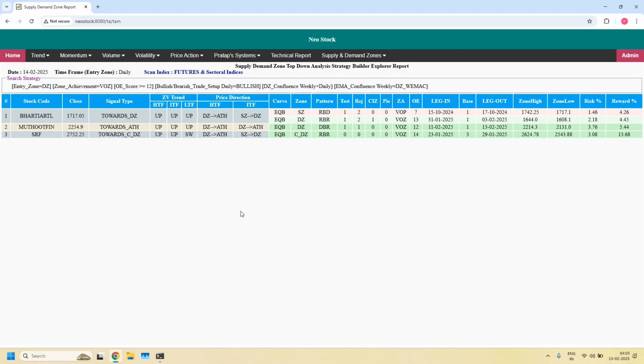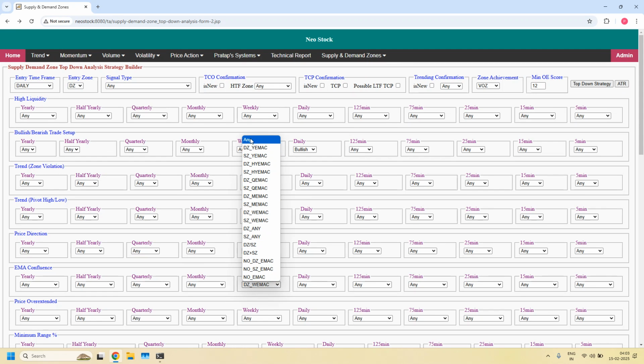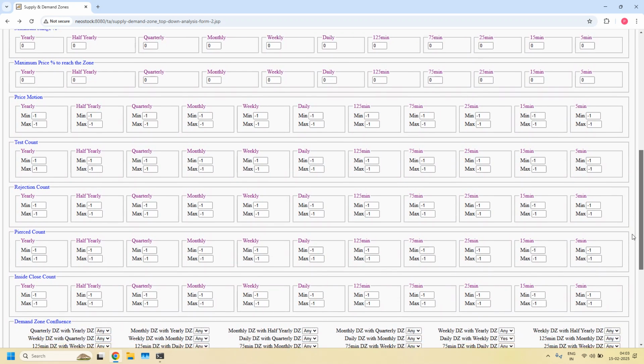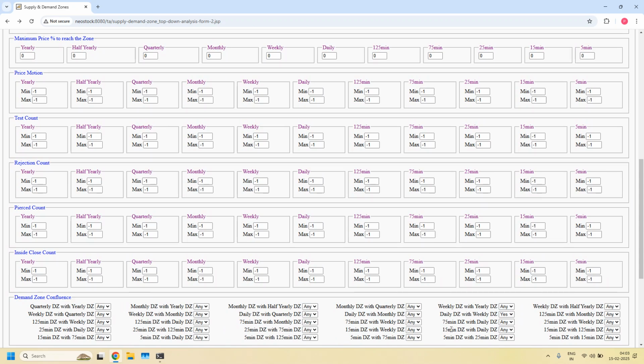Okay, this is based on LTF, ITF and EMA confluence. Next we will look for LTF, ITF, HTF zone confluence. Removing the EMA filter, that was ITF specific; now we should focus on HTF specific. So in the demand zone confluence, we have to set 3 filters: LTF, ITF, HTF. The first filter, LTF and ITF, is already set in the previous report. The second filter is LTF and HTF, that is the daily and monthly confluence.